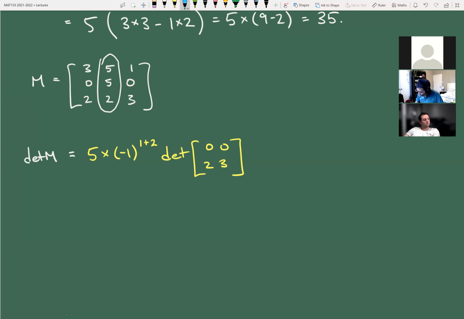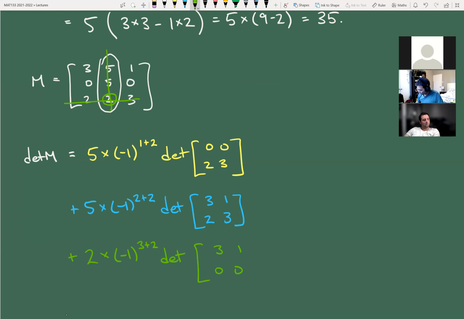Okay, let's do the next one. So the next one is this one. So we're going to do +5 times -1 to the 2 + 2, right? We cross these out. So I'm going to do the determinant 3, 1, 2, 3, like that. Okay, and I am doing this one a little bit quicker. +2 times -1. So this is row 3, column 2. And then I cross these out. 3, 1, 0, 0.